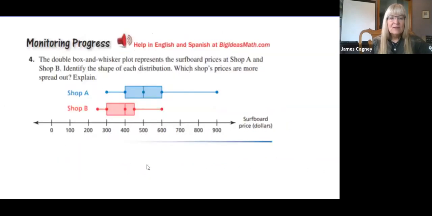Okay, here's another one, very similar. Double box and whisker plots show surfboard prices at shop A and shop B. Identify the shape of the distribution. Which shop's prices are more spread out, and explain. That means you're going to write a sentence and tell me which one has more spread out prices. When you're ready, you can just continue on.